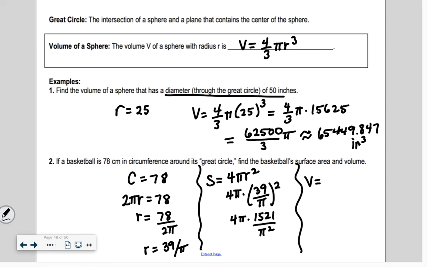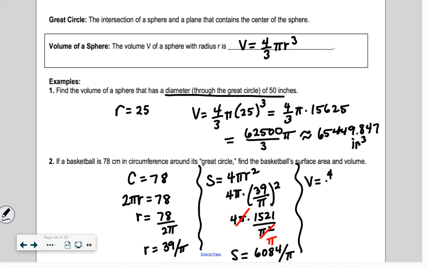So if you want a really precise answer instead of using decimals, do you guys see how one of the pi's on top and one of the pi's on the bottom goes away? So this pi goes away with one of these pi's and I'm left with a pi. So I take that 1521 times 4. So my exact answer for this would be 6,084 divided by pi. That would be my surface area. And my units would be centimeters squared.